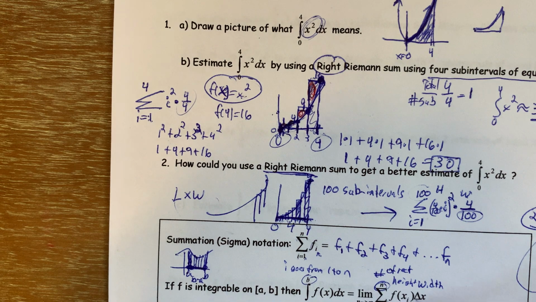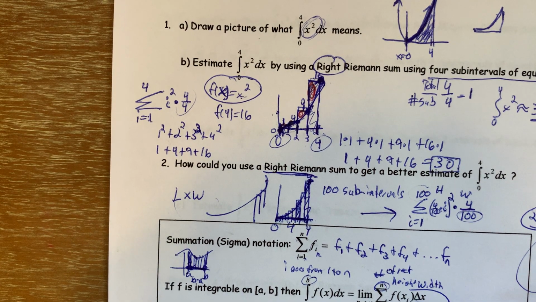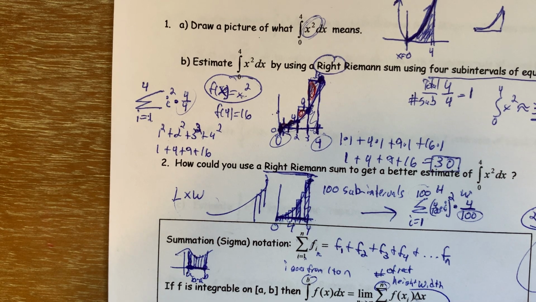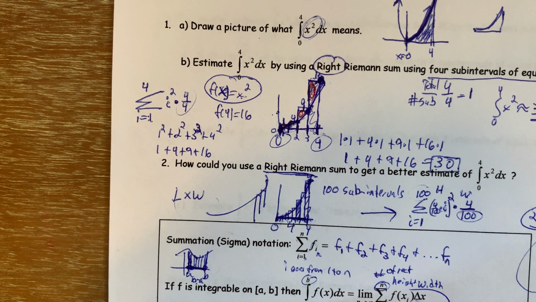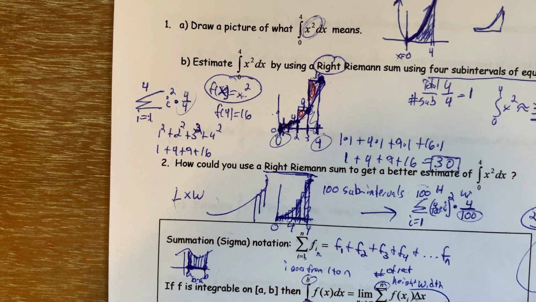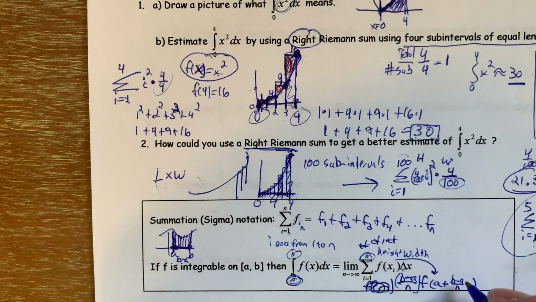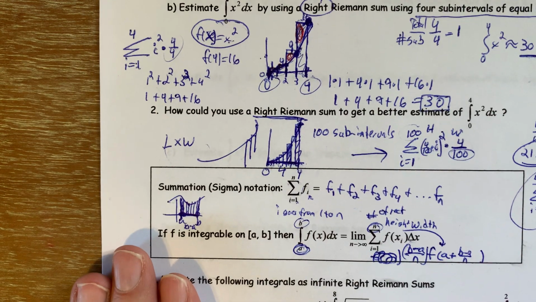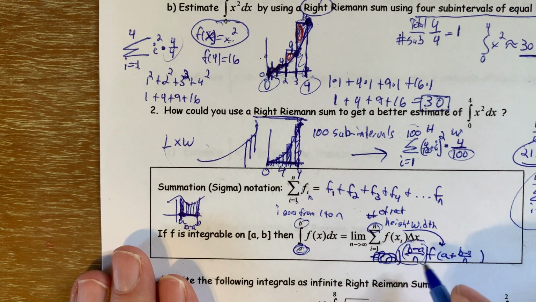I wish I had left myself some more room here. I'm going to write this over here, guys. I'm sorry. This is going to be f of, we're going to plug into the function, the starting x value, which is a, plus the width of each rectangle, which is b minus a divided by n. Oh no, you guys haven't been able to see this. This is so terrible. I'm so sorry. Guys, the width of each rectangle is b minus a over n.